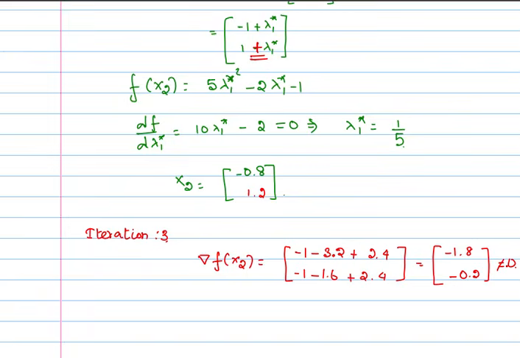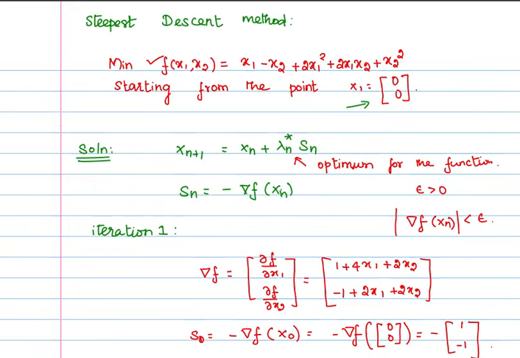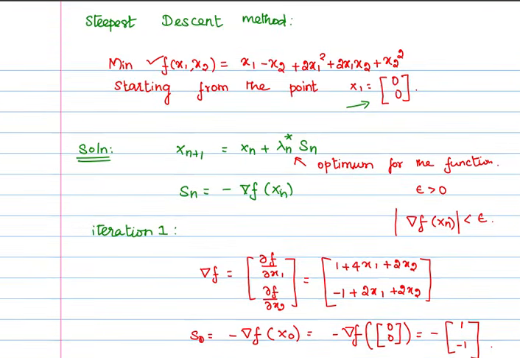Okay, I hope you understand. I didn't solve the problem fully, but I gave the 2 iterations only. Okay, I hope you understand how to solve a given unconstrained problem using the steepest descent method. Thank you for watching this video.